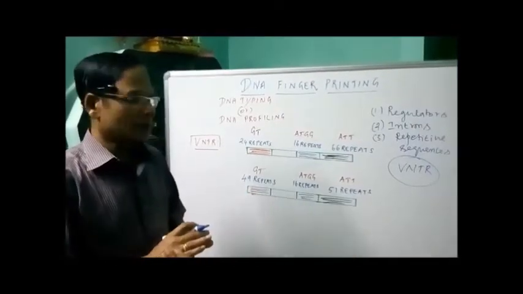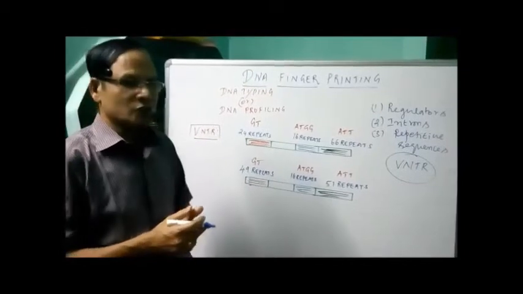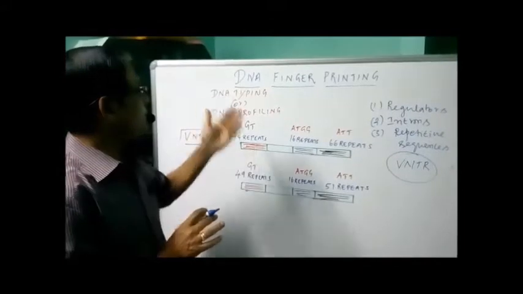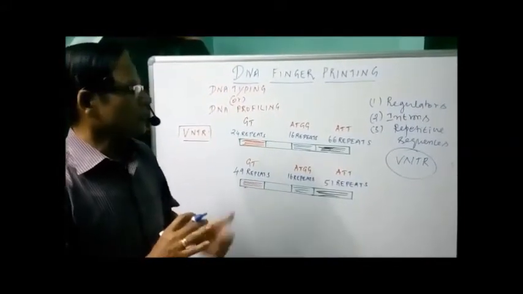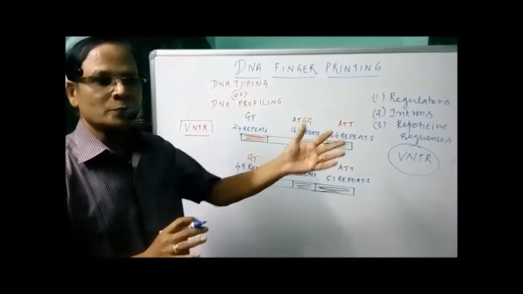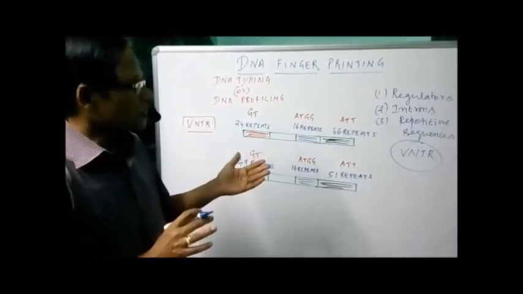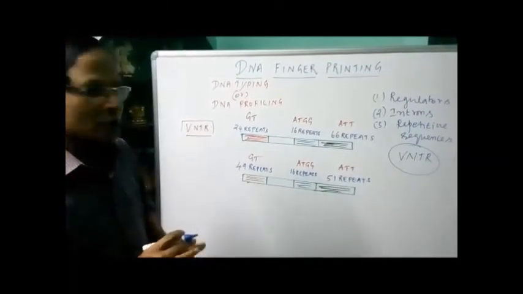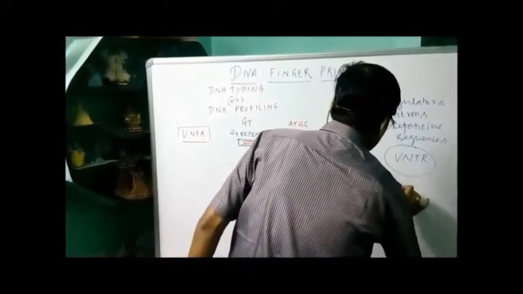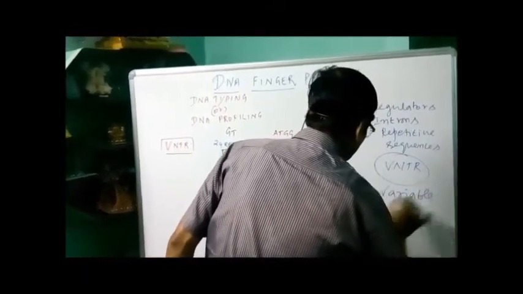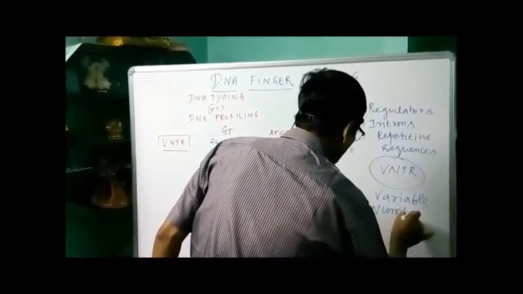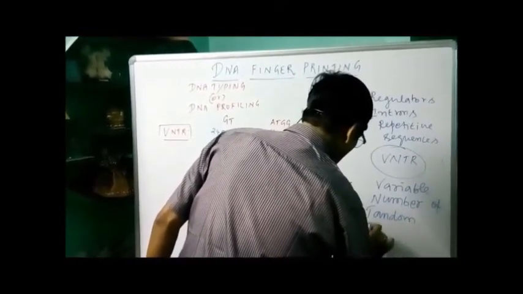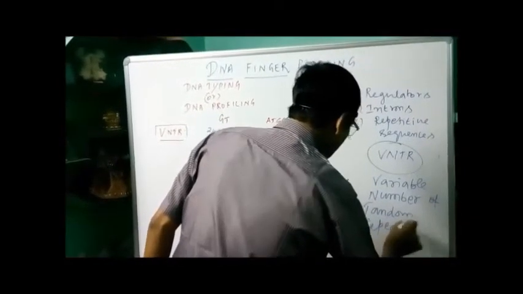Normally we can say sample DNA. What is the meaning of this VNTR? In DNA fingerprinting, the repetitive sequences are specific for a person. These repetitive sequences are called VNTR. The expansion for that is variable number of tandem repeats.